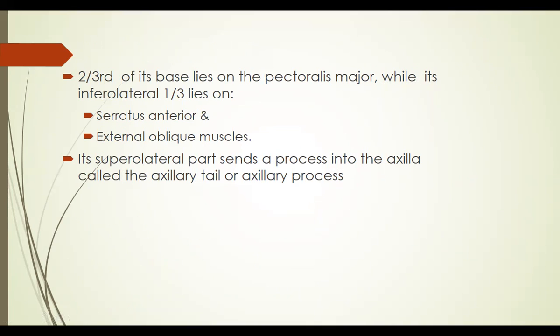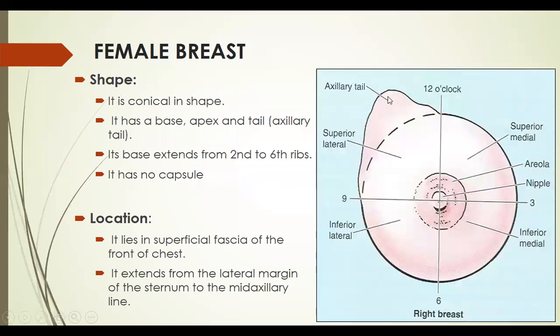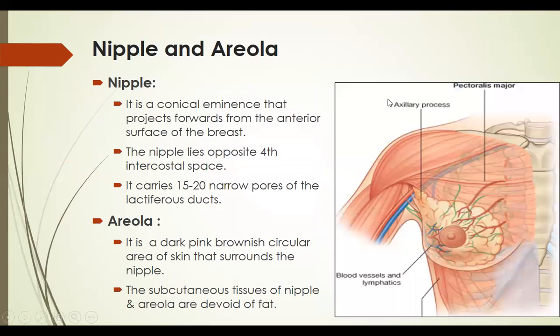Two-thirds of its base lies on the pectoralis major, while its inferolateral one-third lies on the serratus anterior and the external oblique muscles. So it extends from the serratus anterior to the external oblique muscle. Its supralateral part sends a process into the axilla called the axillary tail or the axillary process. As you have seen, this is the axillary tail or the process.